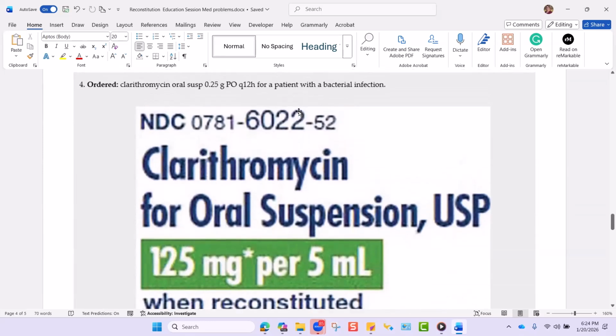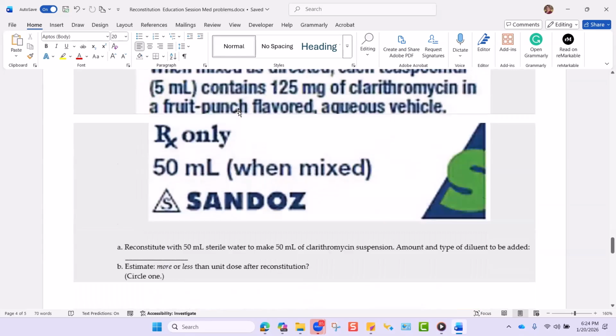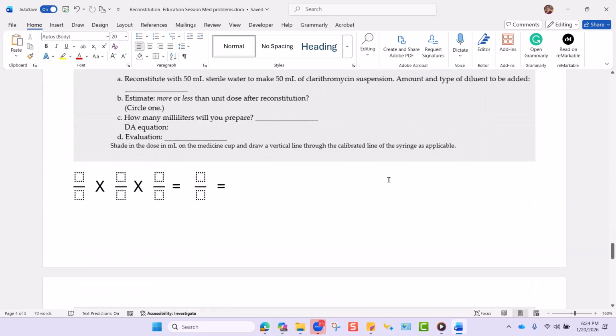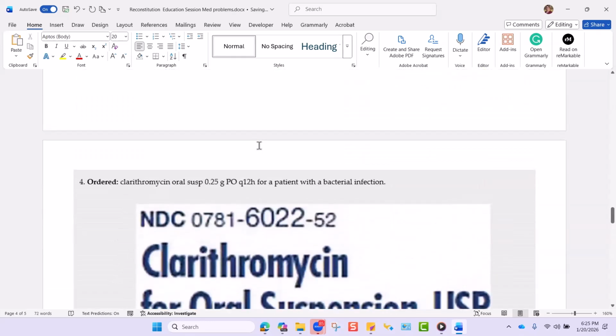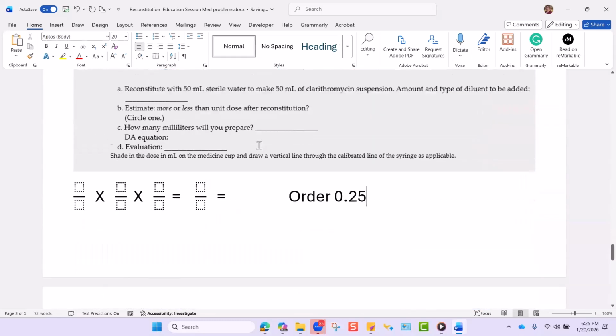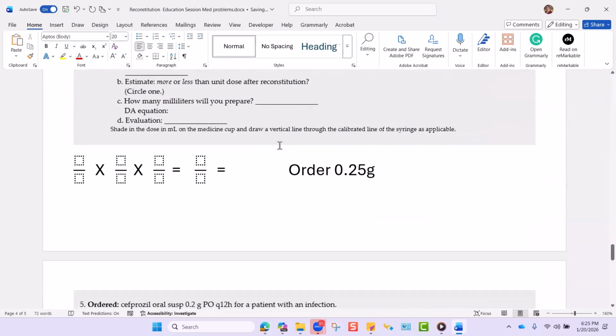All right. So you know your order is 0.25. So I'm going to scroll all the way down. Well, I'll squish it over here. Way over here. Order, what did I say? 0.25 grams. I'm going to put available over here.